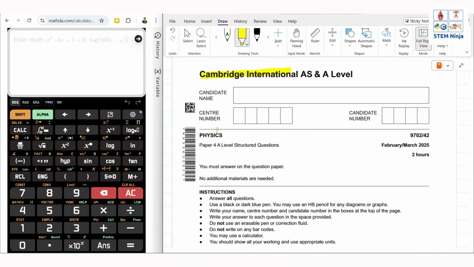Welcome back to the CIE A-Level Physics Paper 4 question paper from the February-March 2025 series.